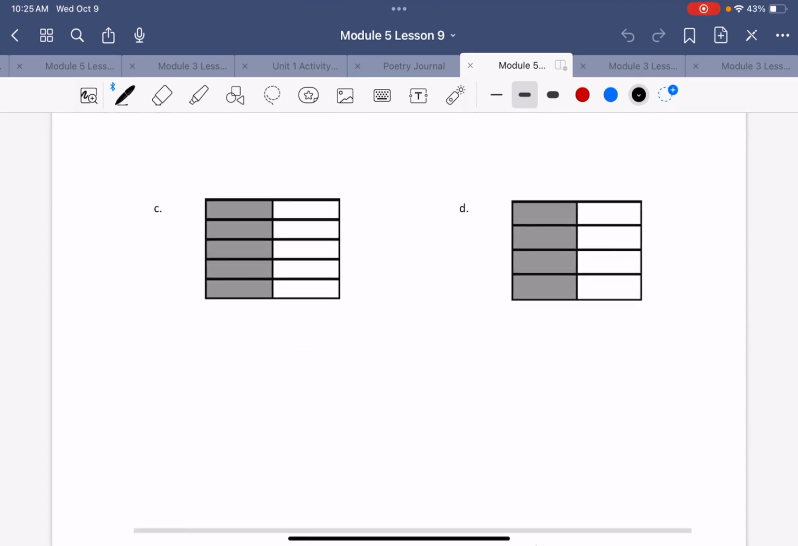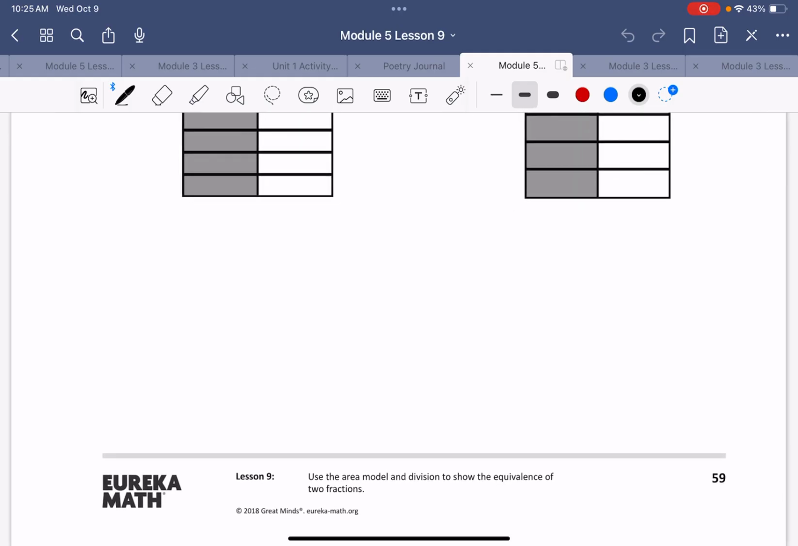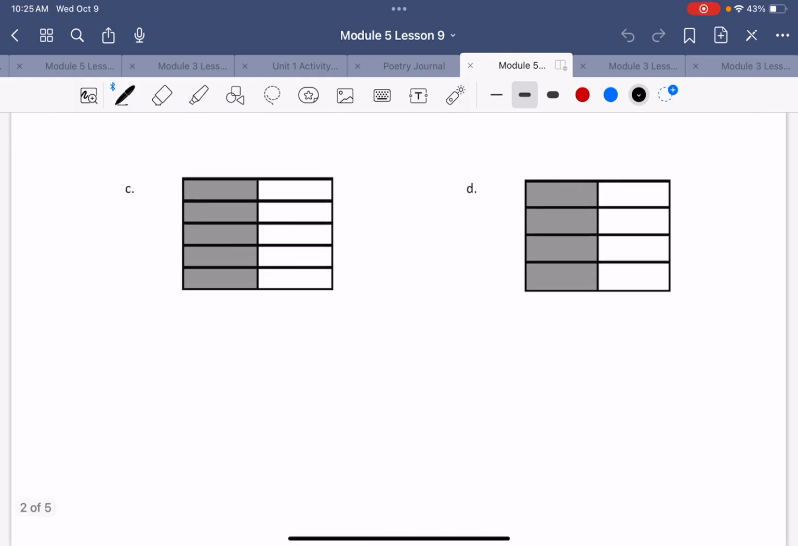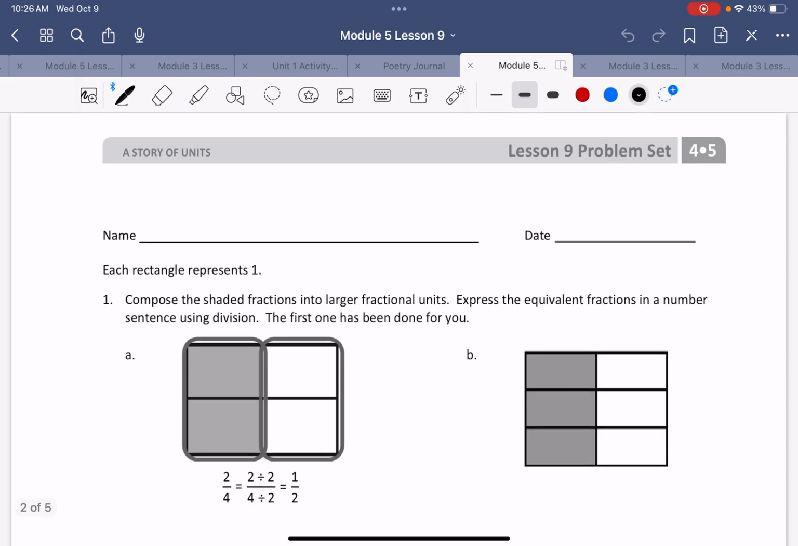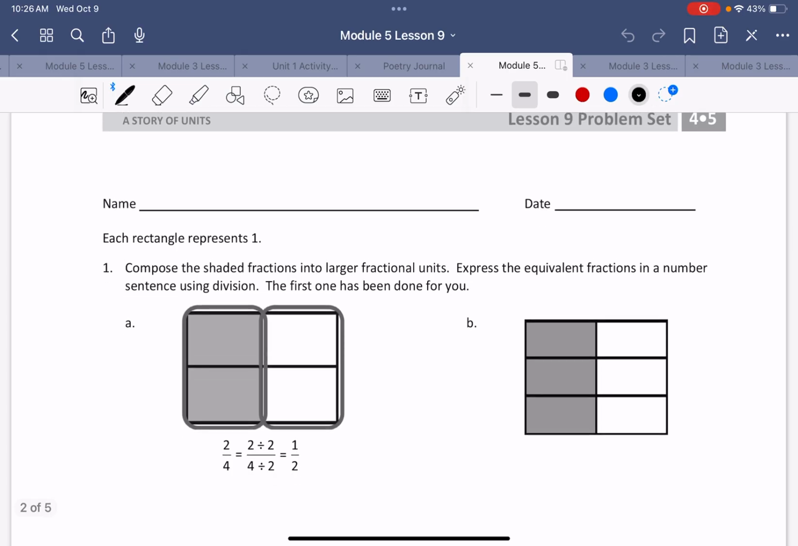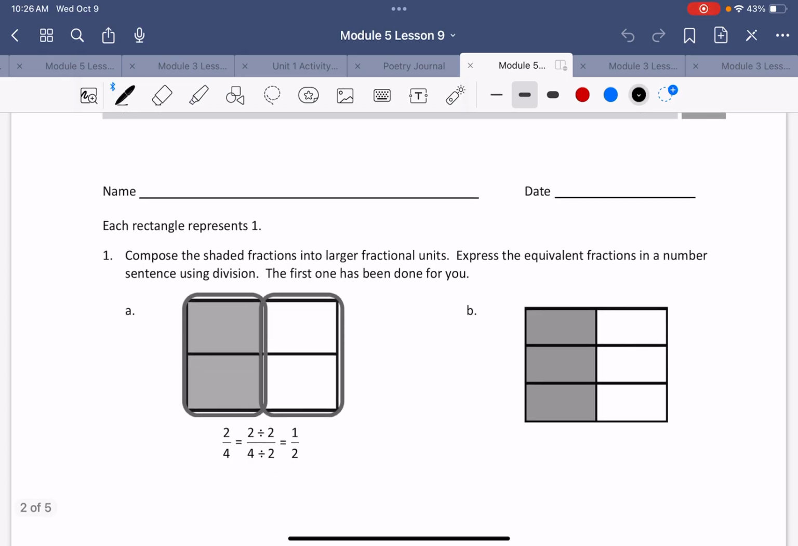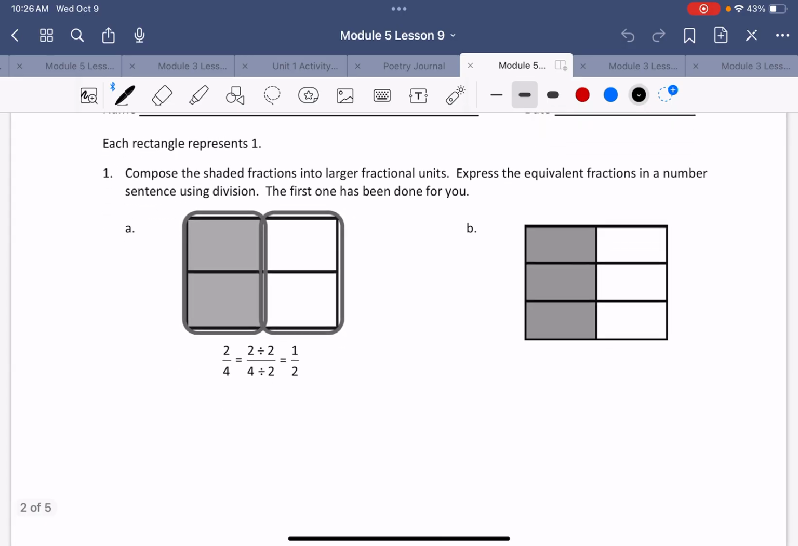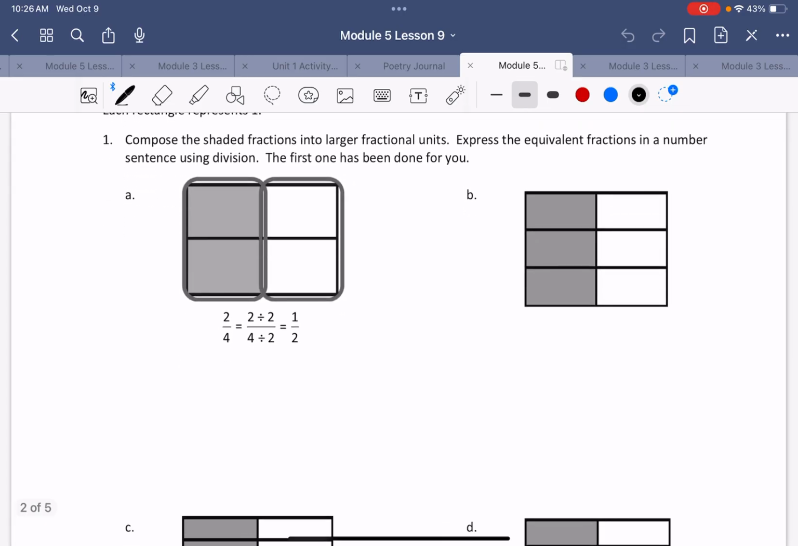All right, we are on page 59, so make sure you are on page 59, and this is lesson 9. If you need to pause the video at any time, please do so, working in your book. Today we're going to show equivalent fractions, but we're going to be using division.